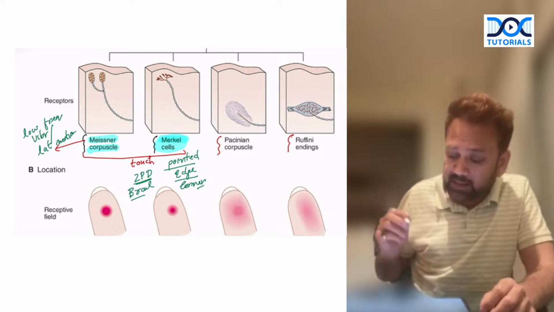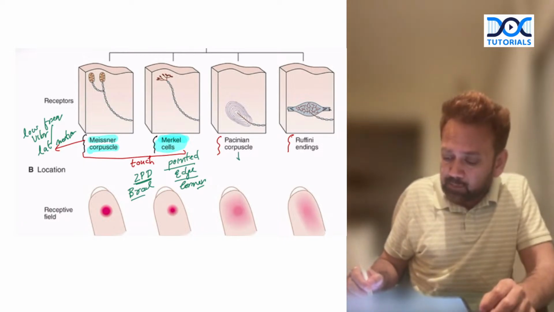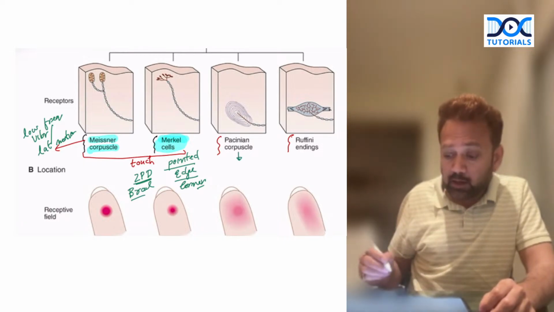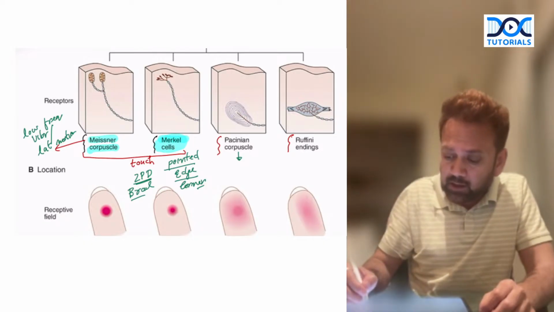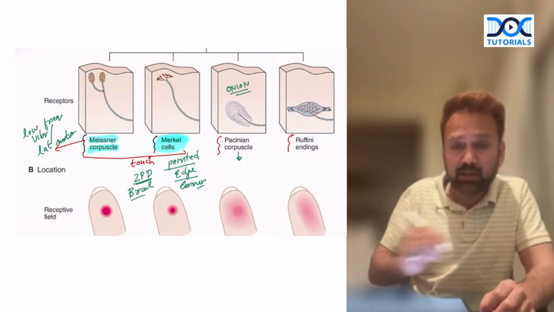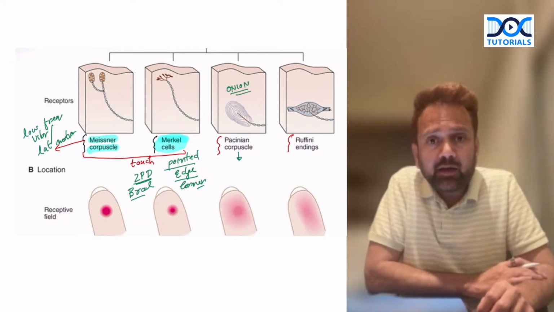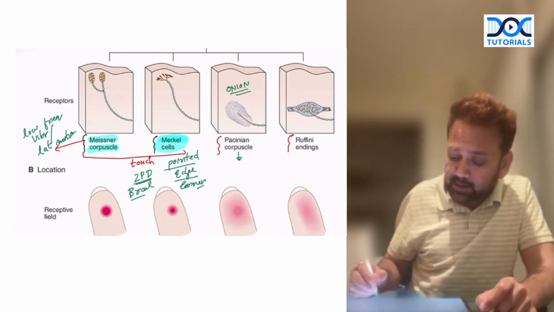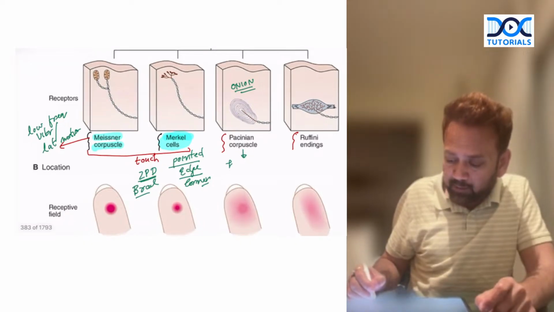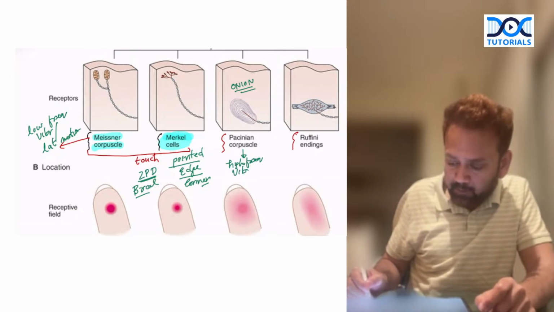Now, Pacinian corpuscles are deeper, like Ruffini also. You can see the Pacinian corpuscle has the shape of an onion, and it senses high frequency vibration.